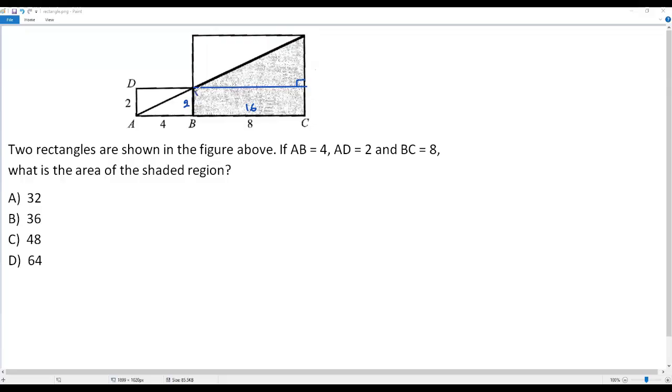And also, what is the length of this line segment? That is 8. Because here we have a rectangle, then opposite sides are parallel and equal in length. Since the length of this side is 8, then the opposite side also has the same length, 8.